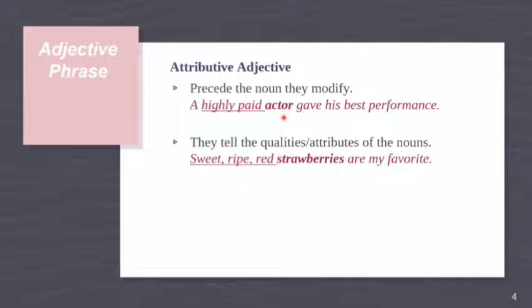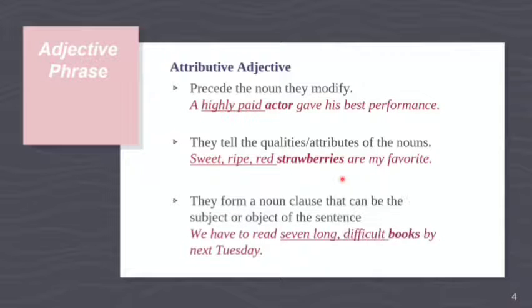They tell the qualities or the attributes of the noun. For example, sweet, ripe, red strawberries are my favorite. This underlined phrase is the attributive adjective that tells the quality of the strawberry. Next, they form a noun clause that can be the subject or object of the sentence. For example, we have to read 7 long, difficult books by next Tuesday.